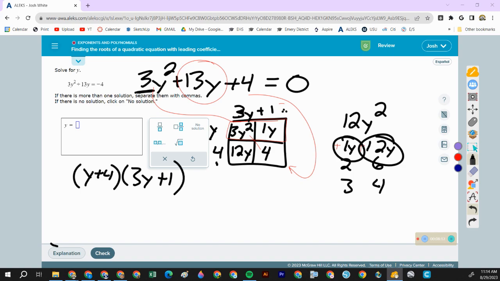What are the roots? Well, I write equals 0 on each of those. The first one is simply negative 4. How do I solve the second one? Subtract the 1, divide by 3, negative 1/3. And I told you that at least one of the answers was going to be a fraction.